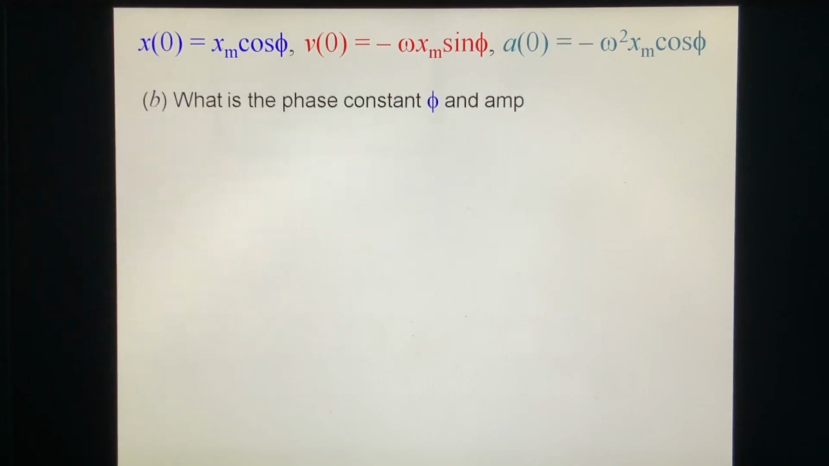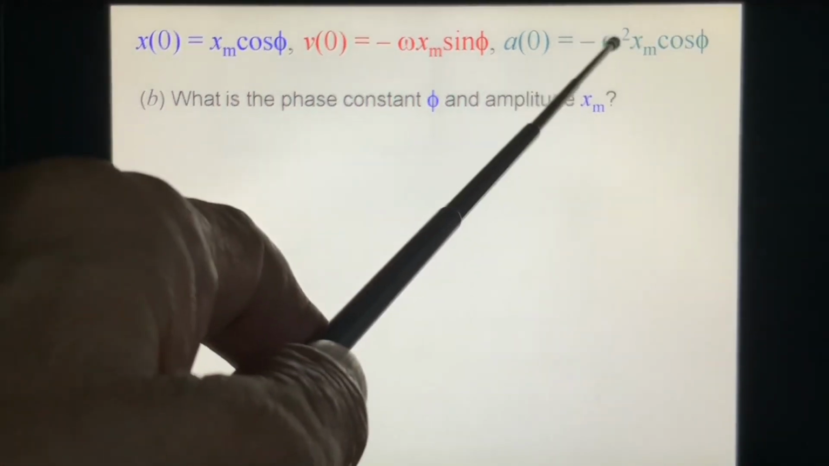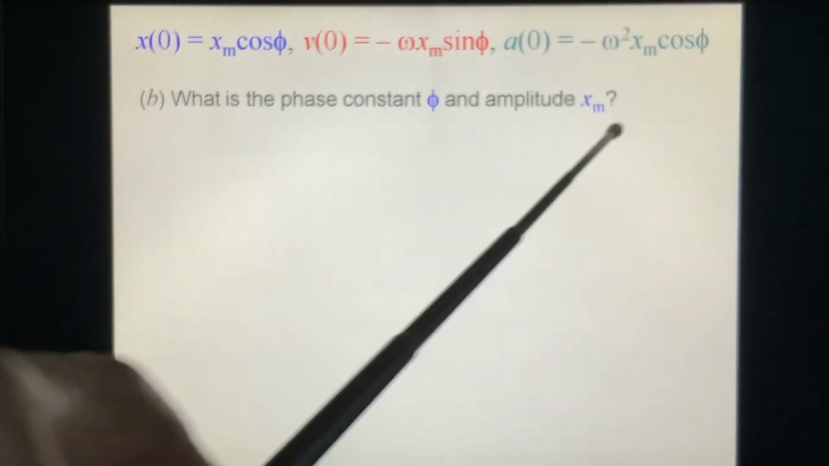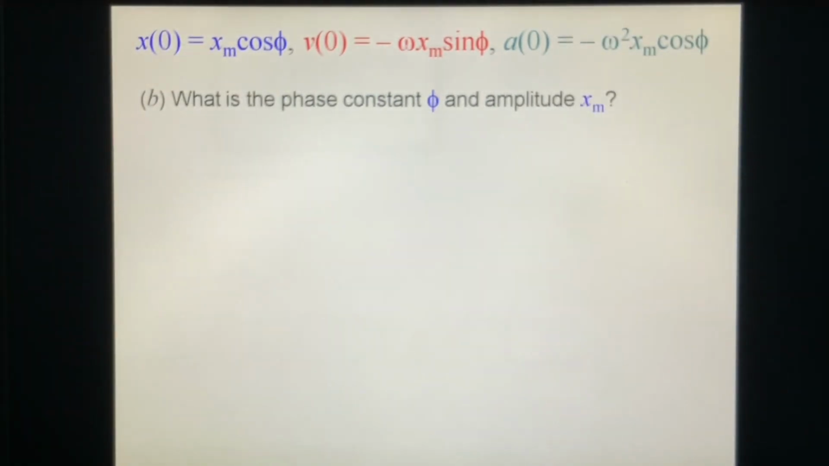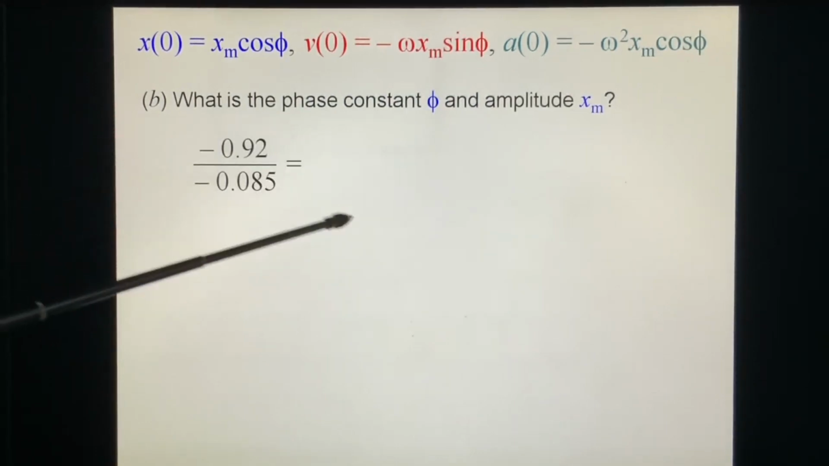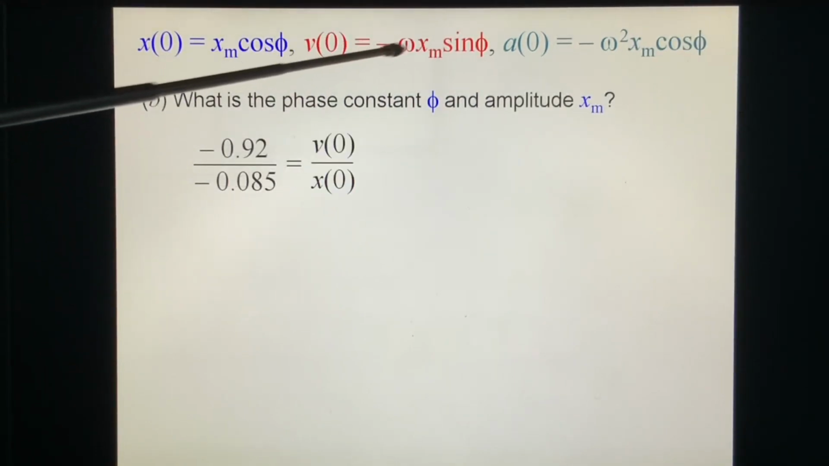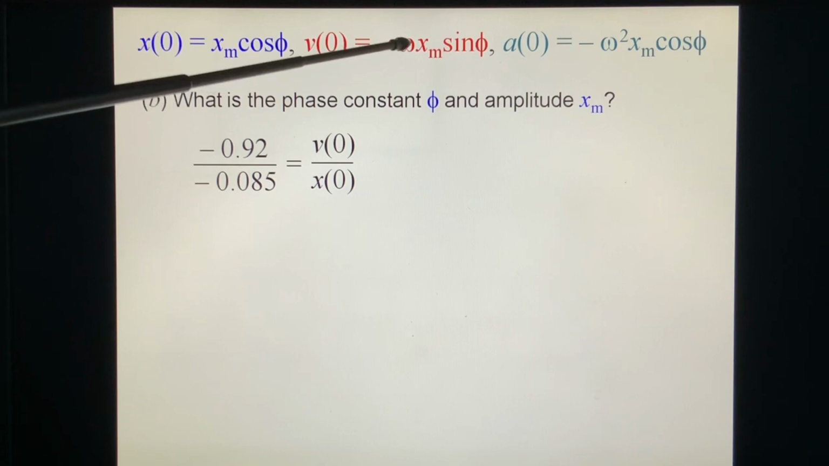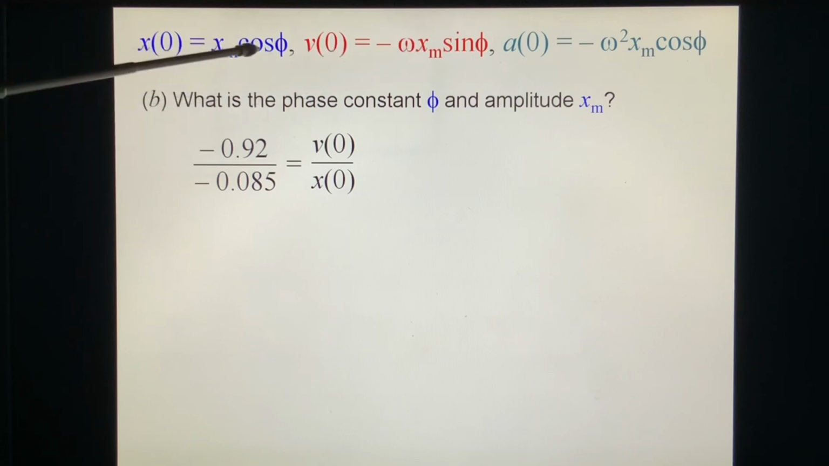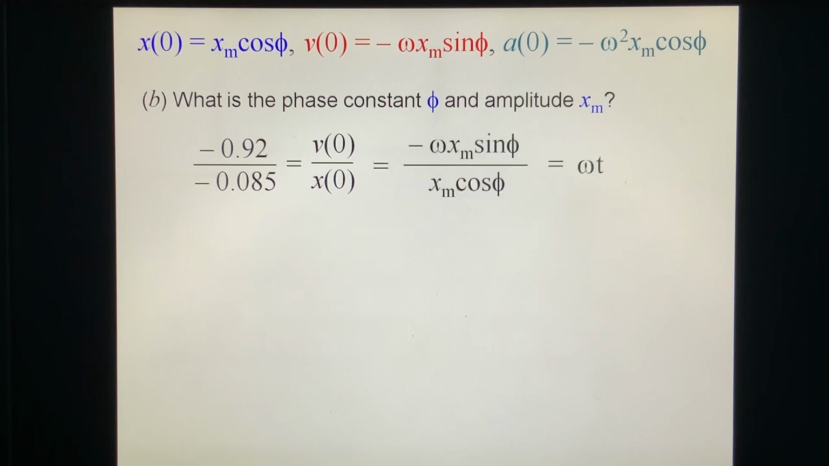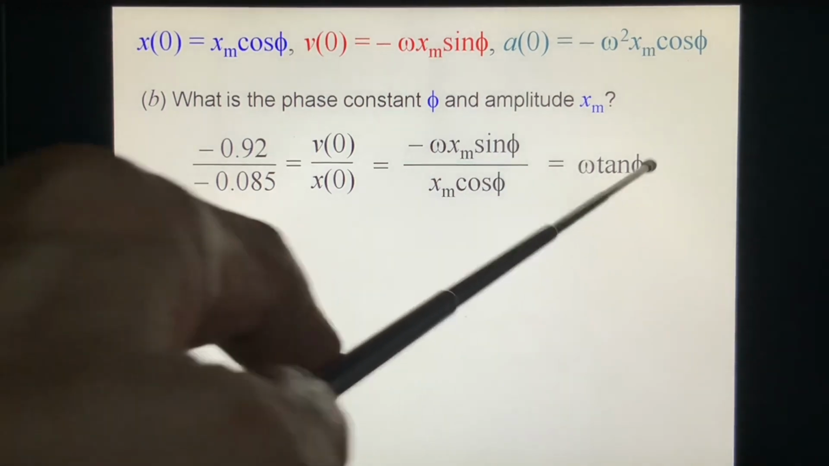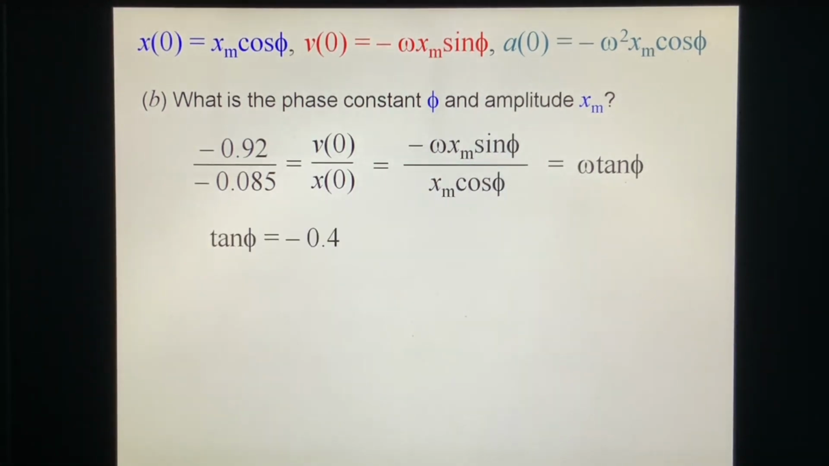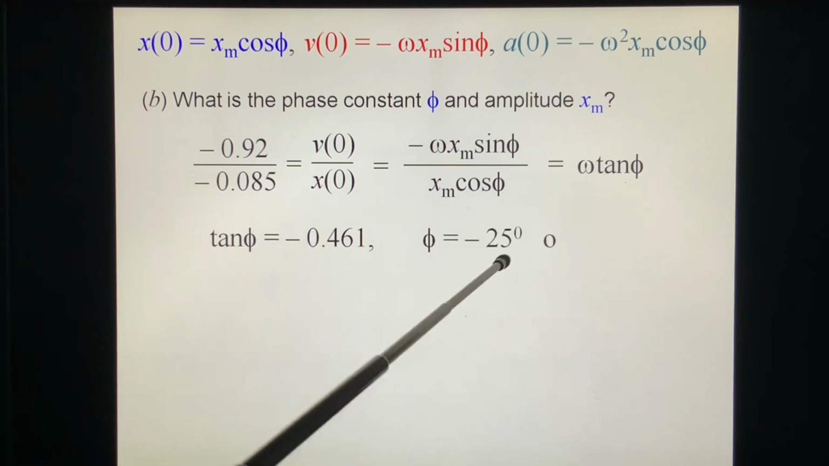What is the phase constant phi and the amplitude xm? Now we already have omega, and we want to find phi and xm. We look at v over x0, where xm cancels out. We already have angular frequency omega. This gives tangent phi. We know this number and this one, so we get tangent phi, and then phi.